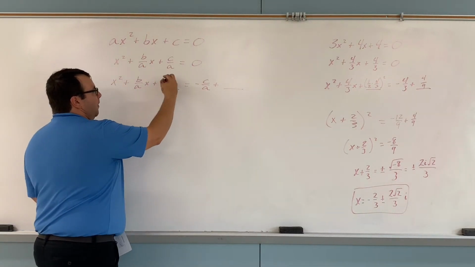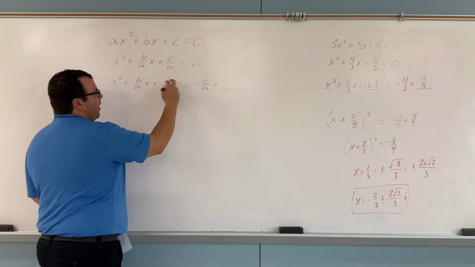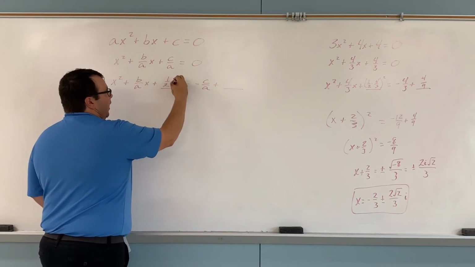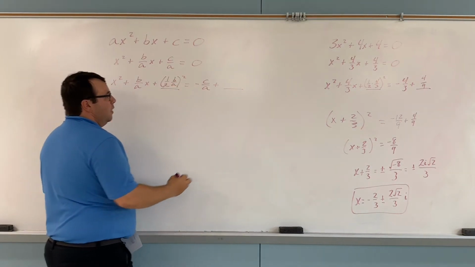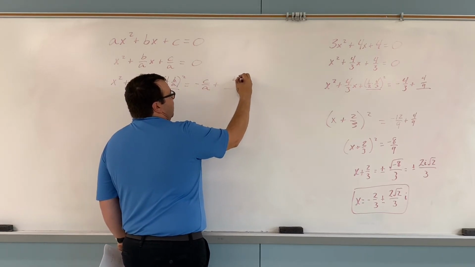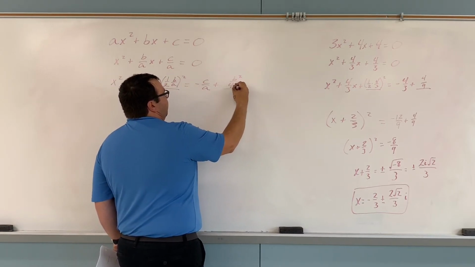My mystery term, remember, is that 1/2 of my b value. That's this whole thing now, this fraction, which is (1/2 b over a) squared, which once I solve this out as much as I could, it's actually going to be b squared over 4a squared.